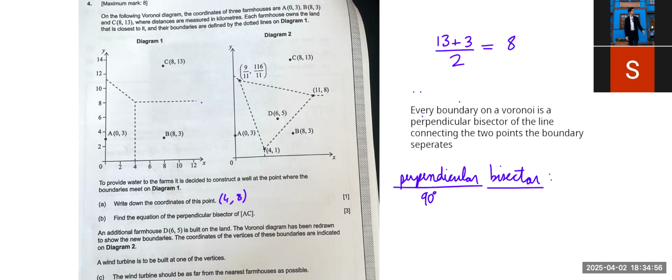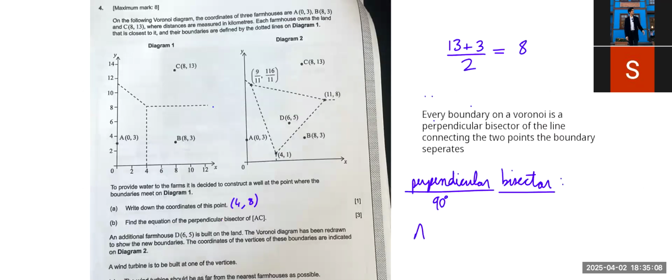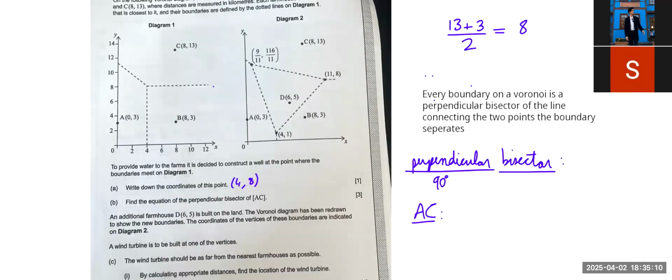So exactly through the center of AC, basically, because it's a bisector. It cuts you into two equal pieces. So the first thing you do to find the perpendicular bisector of AC is you need to first find out the slope of the line AC. What is the slope of the line AC?